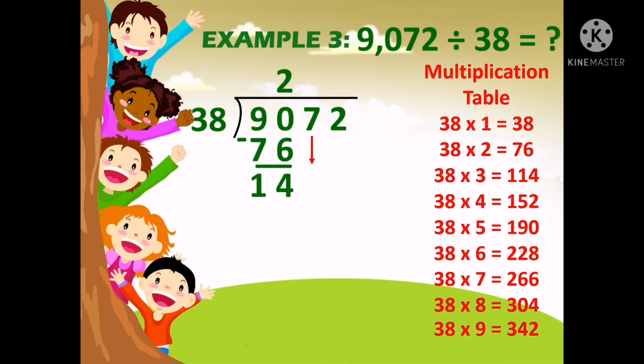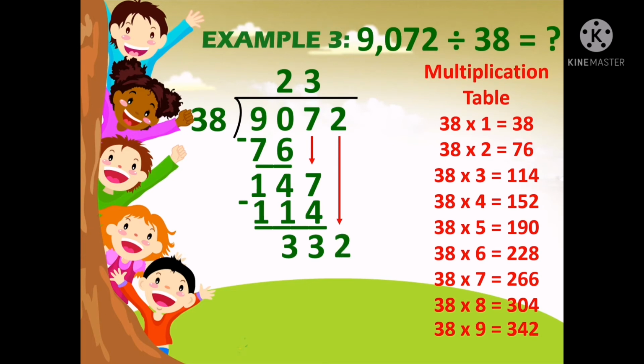After that, bring down the number to the right side. So we have now a new number, which is 147 divided by 38, and there are 3 38s there. So 3 times 38 is 114. Subtract: 147 minus 114 is equal to 33. Next, we still have another number to bring down, and that is 2. The new number now is 332 divided by 38. And there are 8 38s. So 8 times 38 is equal to 304. After that, you subtract, and 332 minus 304 will give us a difference of 28.